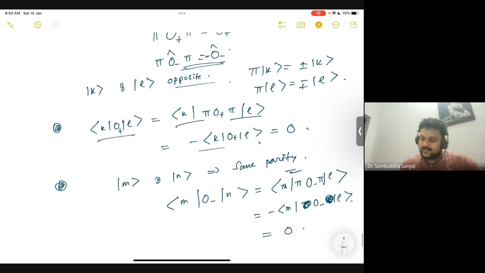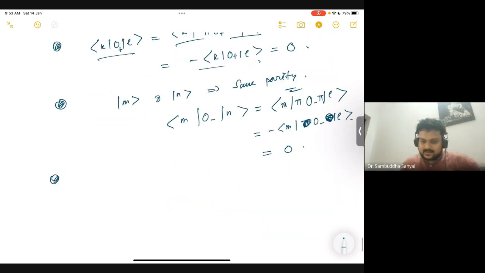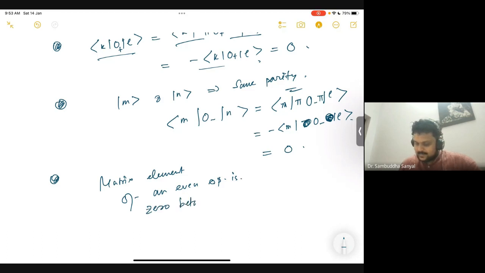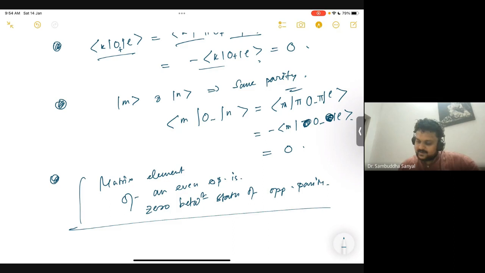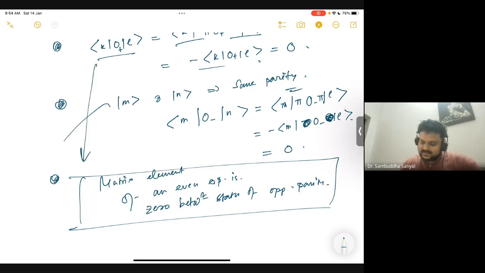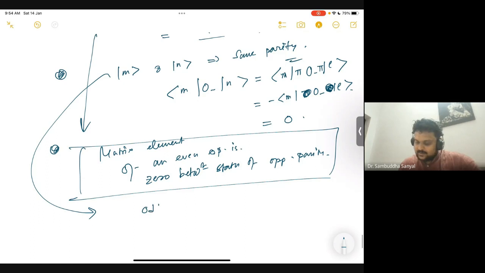So what does it mean? This means the matrix element of an even operator is 0 between states of opposite parity. So this is what we learned from this statement. And this statement says the opposite: an odd operator is 0 between states of the same parity.